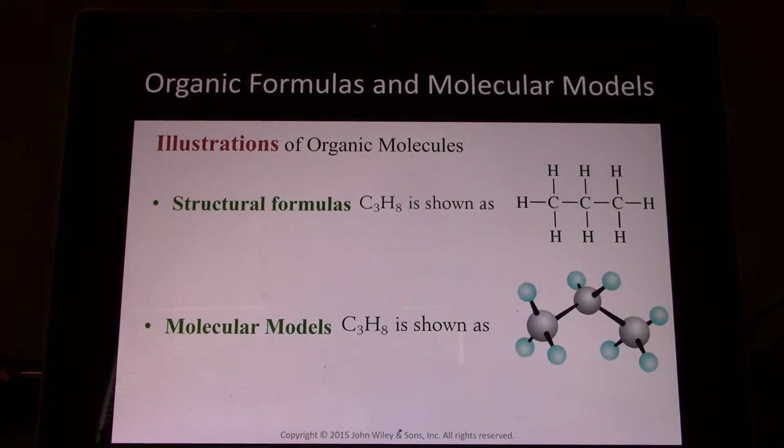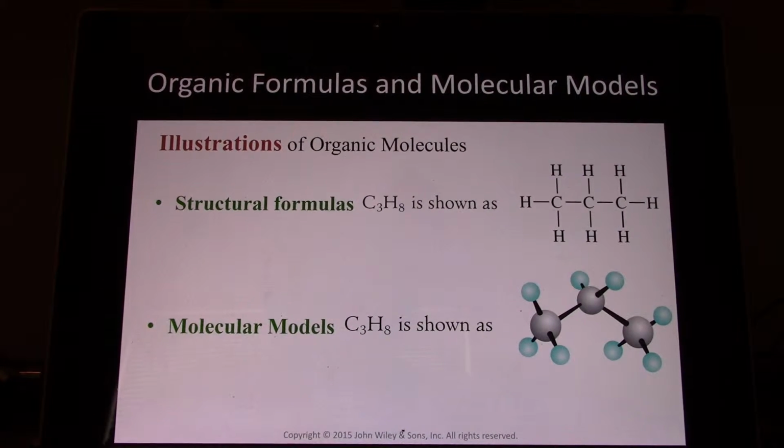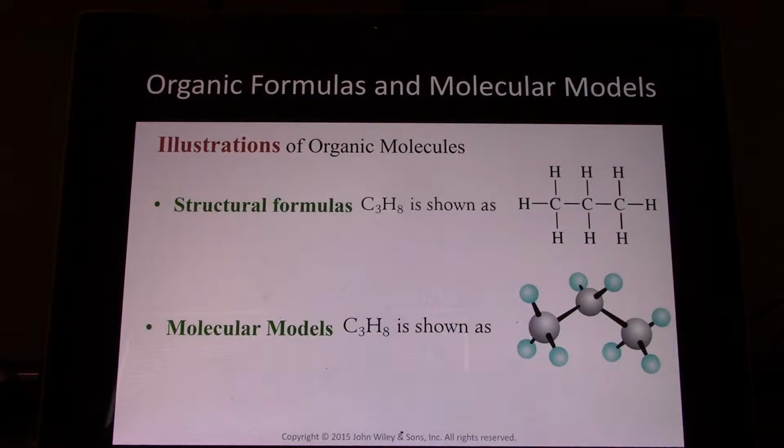All right, illustrations of organic molecules. Here is a structural formula. It's a line structure. Here's a molecular model, and you have a ball and stick model with different shaped balls representing the different elements.